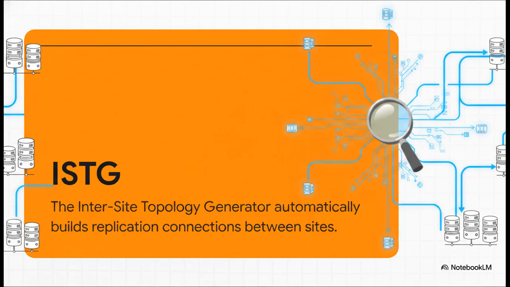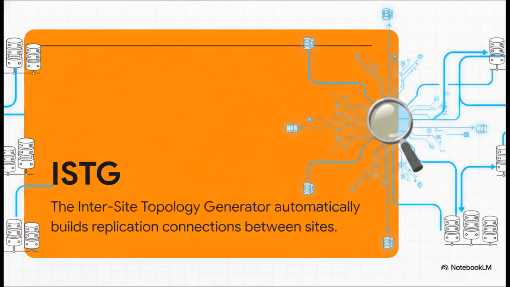Now, when you link these sites together, a really crucial behind-the-scenes hero steps up, the ISTG, or Inter-Site Topology Generator. The ISTG is just a process running on one single DC per site, and its entire job is to automatically build those replication connection objects between your sites. You actually rarely have to draw these lines yourself. So, practice question number 2. Which component automatically builds connection objects between sites? Answer, the ISTG. Knowing that this little guy exists is totally critical for your troubleshooting toolkit when those replication paths inevitably fail.